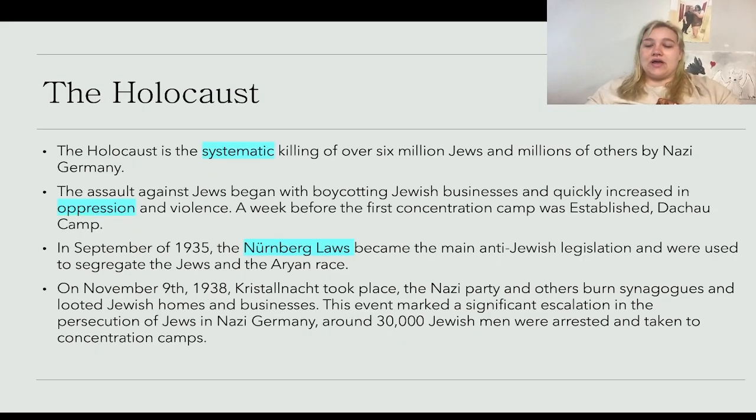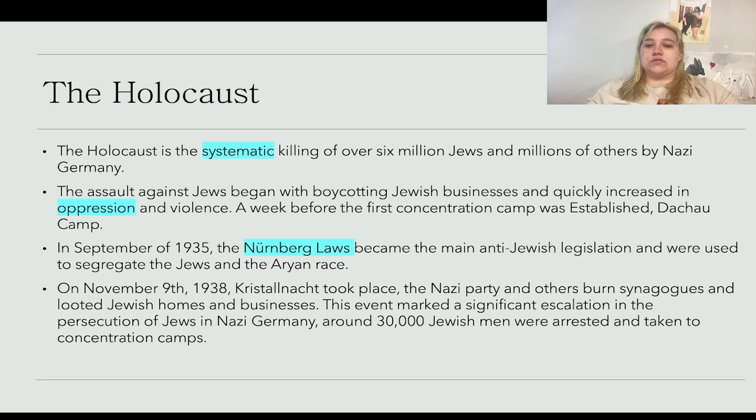It's very interesting. The Holocaust. The Holocaust is the systematic killing of over 6 million Jews and millions of others by Nazi Germany. I believe the total of people who died was around 10 to 12 million, I want to say. Included in that is 6 million Jews.